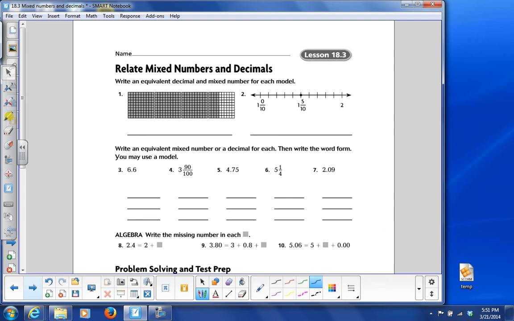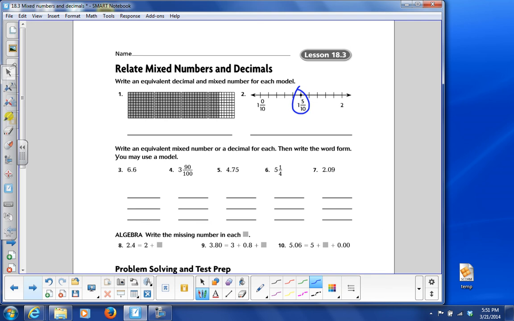Alright, so here's some of your homework. Write an equivalent decimal and mixed number for each model. I think you guys can figure out the base 10 ones. You've been working with base 10s for most of your math career now, up to 4th grade. So I'm going to work with you on the number line. I have the number line right here, okay?